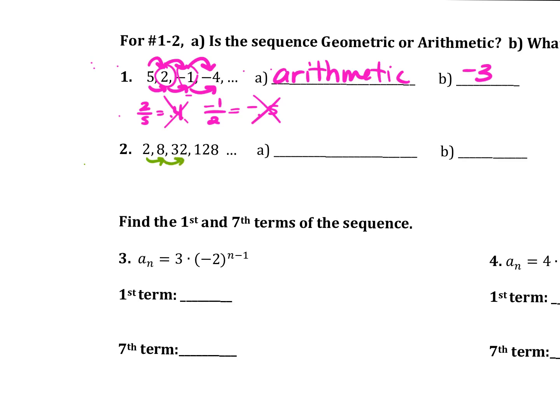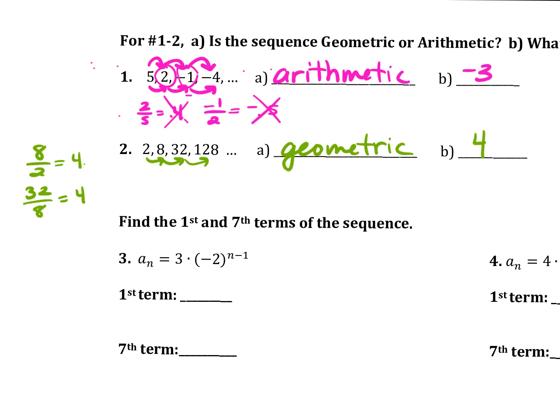To get from 8 to 32, from 32 to 128, check multiplication. Is there something you can multiply by each time? Plug in 8 divided by 2, you get 4. Plug in 32 divided by 8, you get 4. 128 divided by 32, you get 4. So if the division works, it means you are multiplying by 4 each time, which means this is geometric.